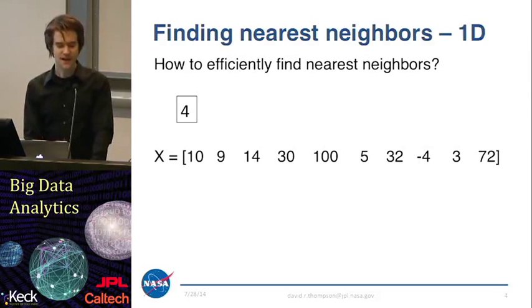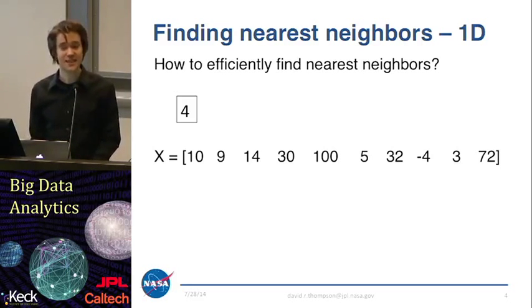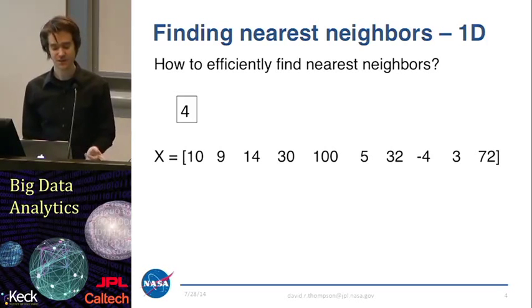All right, so this is the case where we're looking for nearest neighbors with a one-dimensional data set. Here I've shown you the entire data set, X, which contains just a single numerical input attribute, and we have a new data point which is here 4, and we're trying to find its nearest neighbor in this data set. So the question is, how do I do that efficiently?